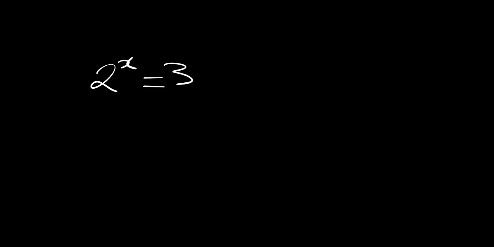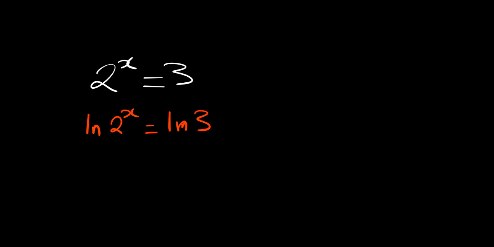Now in this case, it will be very hard for us to make the bases the same. So because it's very hard, we're going to introduce natural log on both sides. Okay, now if I introduce natural log on both sides, what am I going to have? I'm going to have natural log of 2 to the power x is equal to natural log of 3.